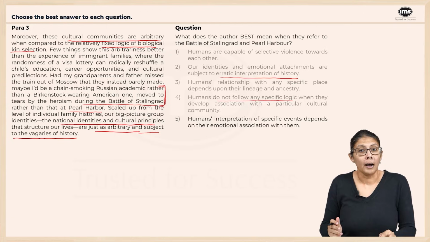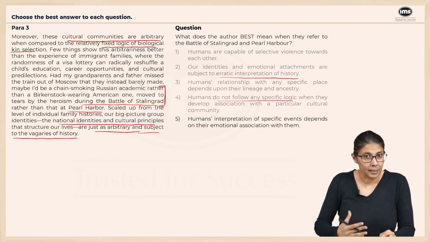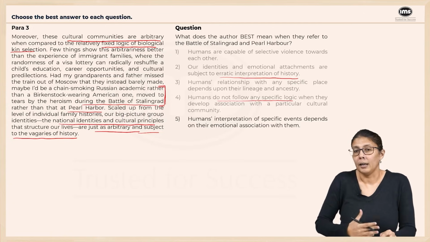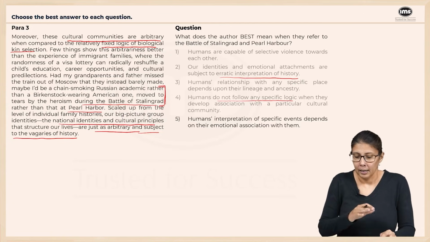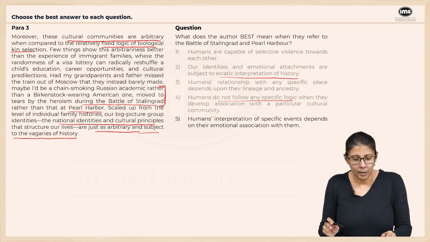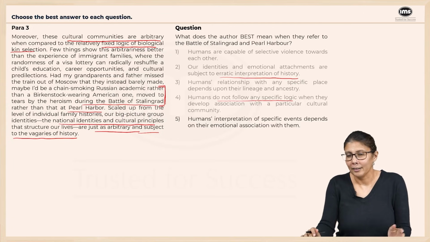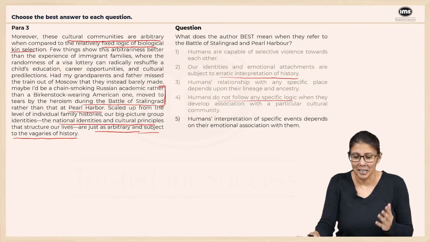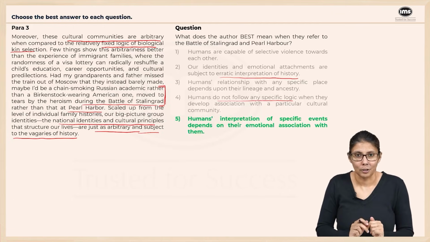So yes, our interpretation of specific events does depend on our group affiliation, and therefore our emotions are also determined by that. So option 5 has some justification. It's not very easy to arrive at, but once you're able to eliminate option 2, I think this is the only one that talks about emotions. So on that basis, option 5 is the correct choice.